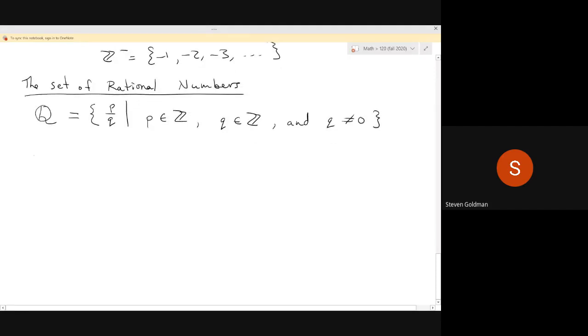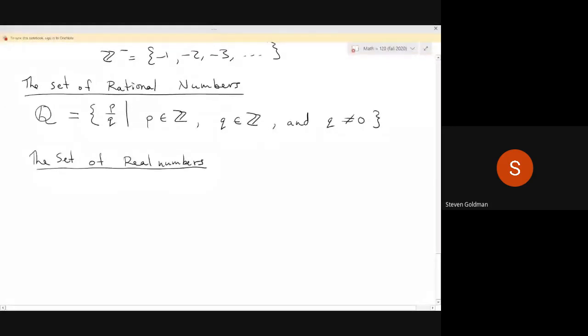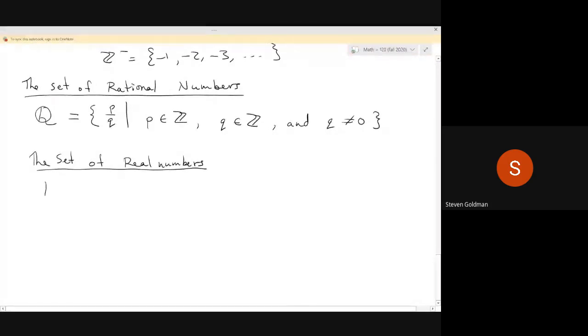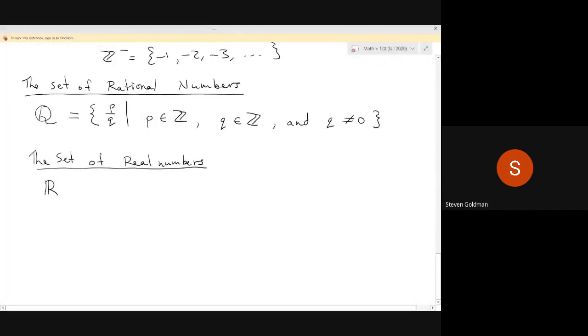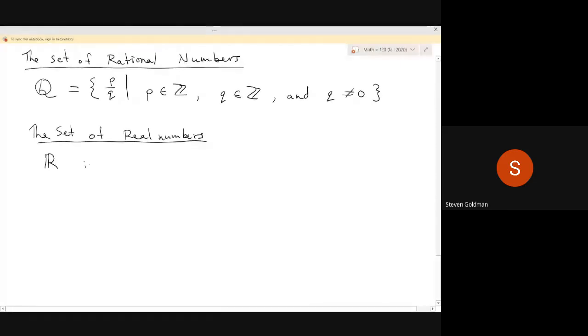All right. Next is the set of real numbers. That's represented with an R. R is the set of real numbers. So what are real numbers? The set of real numbers are all the rational numbers and all the irrational numbers. So that includes everything that is a whole number, everything that's a fraction, everything that can be written as an integer over an integer. R includes all the rational and irrational numbers.